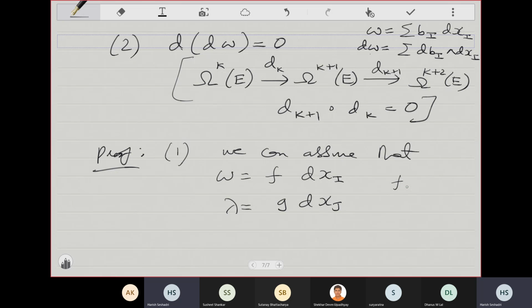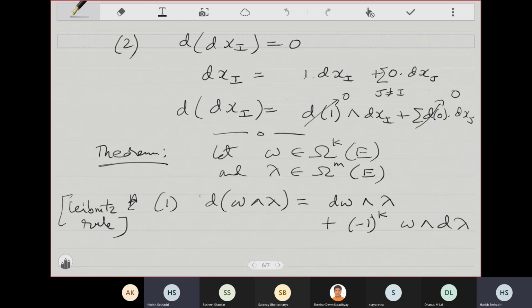Where F and G are C1 functions. Now, why can we assume this? Well, for the simple reason that, I mean, you start with the general one. See, this is what we are aiming for. We want to prove this. You start with the general one. Omega is the summation of Fi dxi and so on.